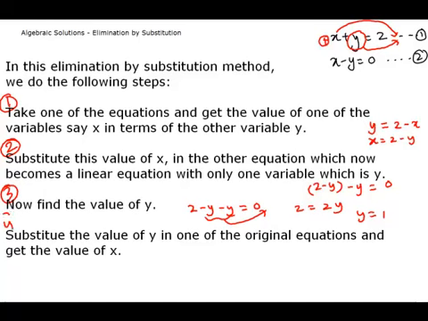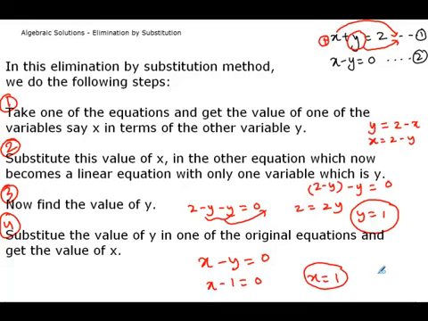And this you have to substitute in the fourth step. It says substitute the value of y in one of the original equations and get the value of x. So if you substitute this y, let's say, in the second equation, x minus y is equal to 0, and y is 1 here. So this means x minus 1 is equal to 0, which means x is equal to 1. This implies x is equal to 1 and y is equal to 1, which is the solution of the two equations given above.